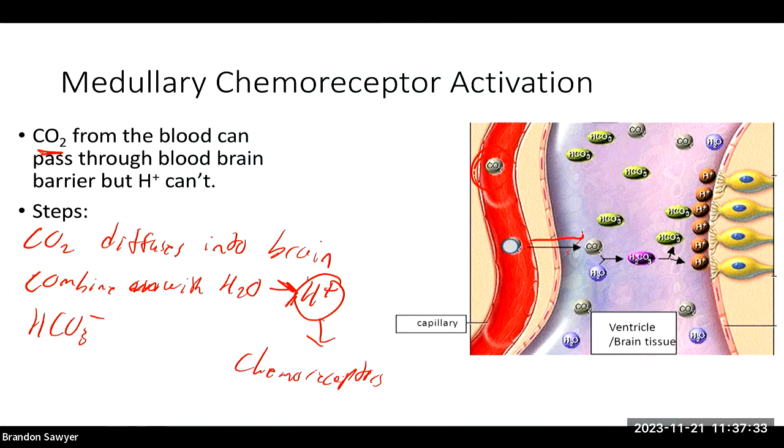Okay, so CO2 diffuses into the cerebral spinal fluid, goes through that same reaction we talked about before to create carbonic acid. Carbonic acid dissociates into hydrogen and bicarbonate, and then it's the hydrogen ions that actually bind to the chemoreceptors in the medulla and kick off the chemoreceptor reflex when we're talking about those central chemoreceptors. Okay, questions on that?